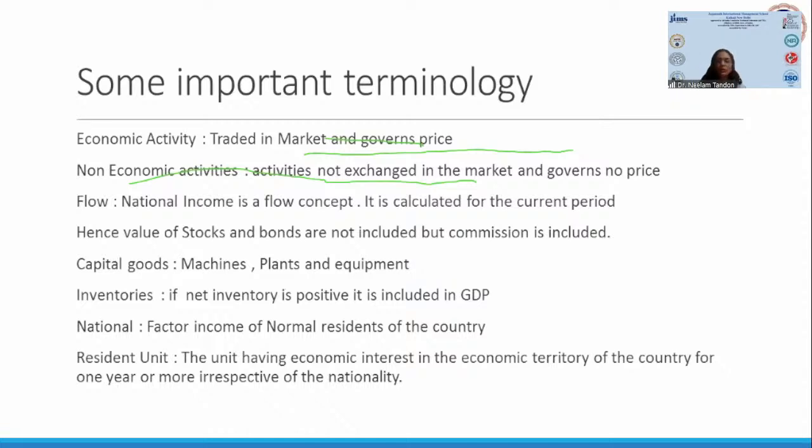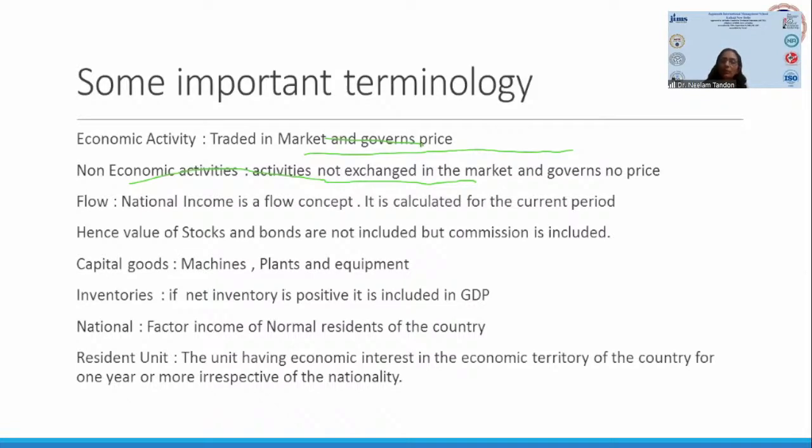National is about the people, those who are normal residents of that country. For example, when we talk about domestic, Samsung in India producing in India is part of Indian production. Apple in India is part of Indian production. But when we talk about national, it will be part of the US.